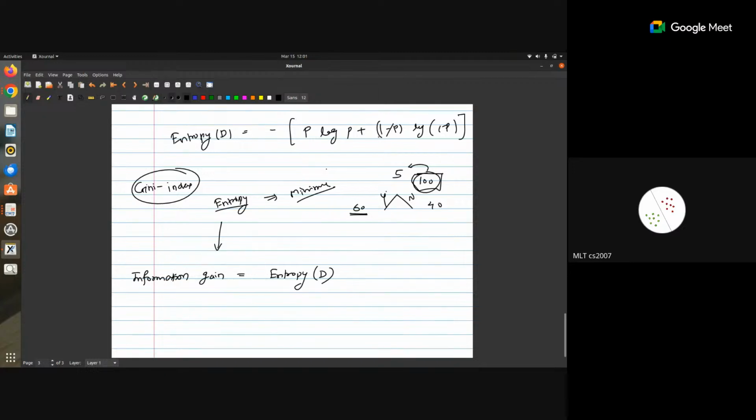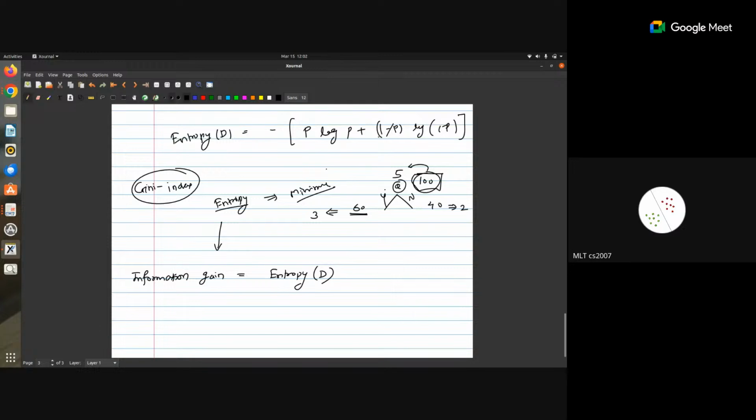You have partitioned that data set into two sets. Let's say one set contains 60 points, another set contains 40 points. Let's say the entropy corresponding to this is 3, and the entropy corresponding to this is 2. What do you think? Did you ask the right question here? How will you say whether it is the right question or not? Yeah, it was the right question because in either case we've reduced the entropy.